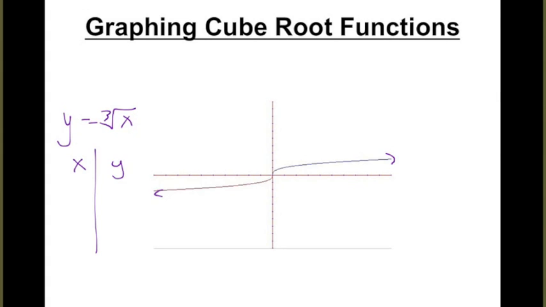For my chart, I would want to pick numbers that I can take nice cube roots of, which would be -8, -1, 0, 1, and 8. The cube root of -8 asks what number times itself 3 times gives me -8. And that would be -2. -1 times itself 3 times, it can be -1. 0 gives 0. 1 gives 1. And 8 gives 2. So we can plot out these points.